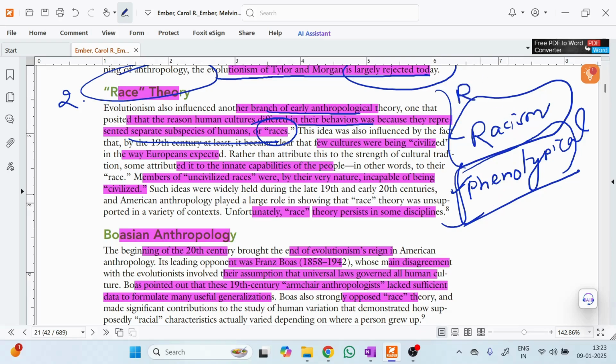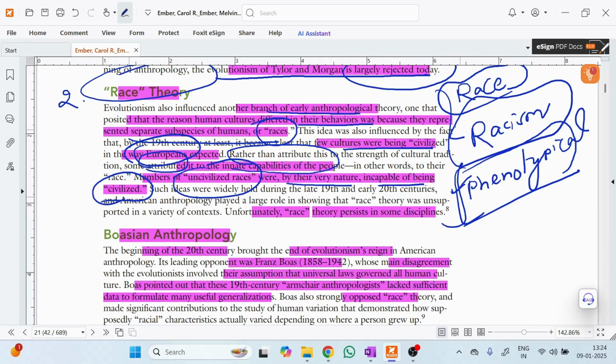So race as a concept is again a theoretical construct. Here again you can see the glaring eye of Eurocentrism, in which a few cultures are considered civilized, and it was attributed to the innate capability of the people, and those who are not civilized, the members of uncivilized races, were by their nature incapable of being civilized. This racial view is already rejected by scientific and social theorists alike, but unfortunately this theory still persists in some form or another.